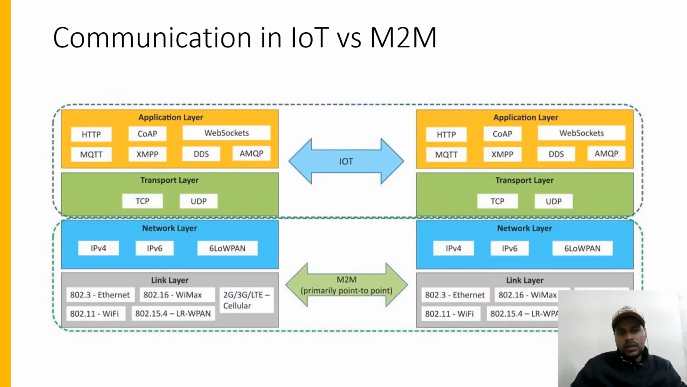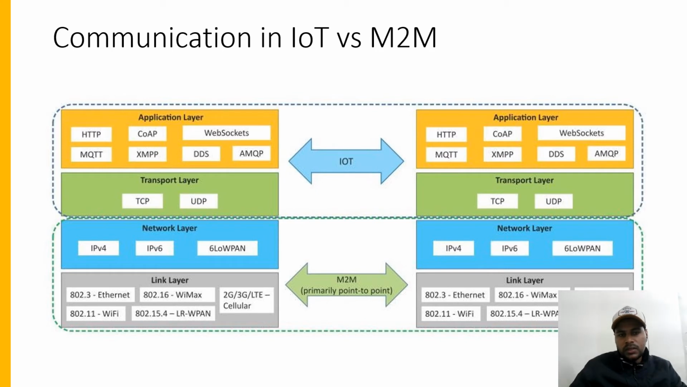So in this slide, there is a model. Like we are having TCP/IP model. This is the communication model for IoT and M2M model. First one is for IoT and second one is for M2M. There is one application layer having various protocols, HTTP, WebSockets, MQTT, DDS, AMQP. Then the transport layer, and they all get connected to the application layer and transport layer.